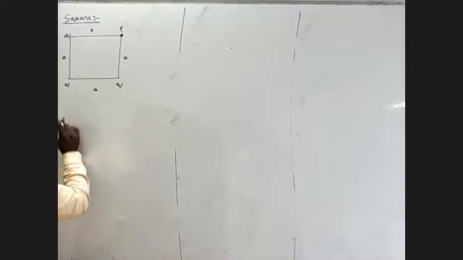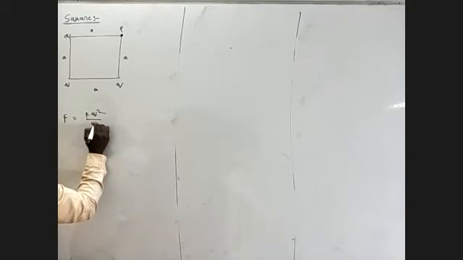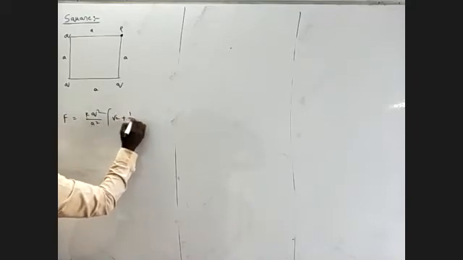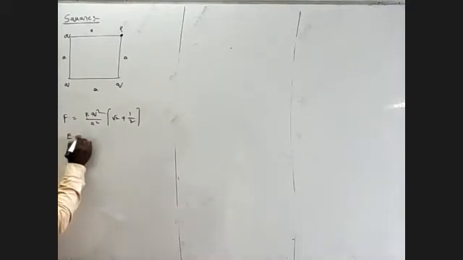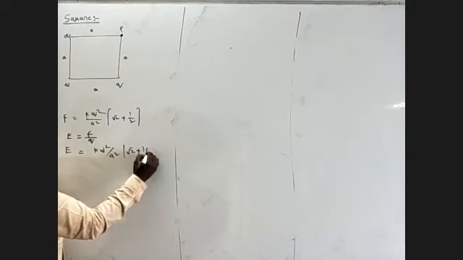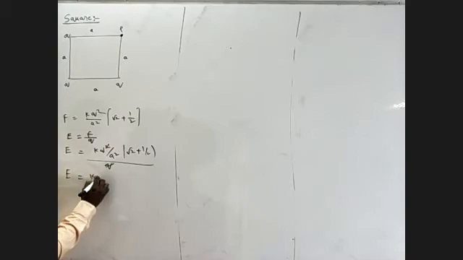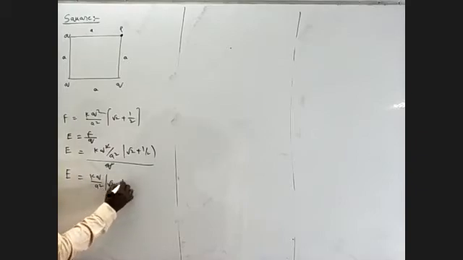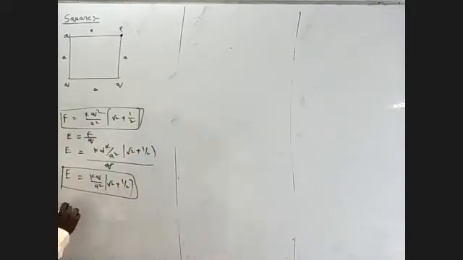Do you know one thing? The force at this point is KQ squared by A squared times root 2 plus 1 by 2. This is the value. The intensity of the electric force per unit charge is E equals F by Q, so the Q cancels. E is equal to KQ by A squared times root 2 plus 1 by 2. This is the electric field.